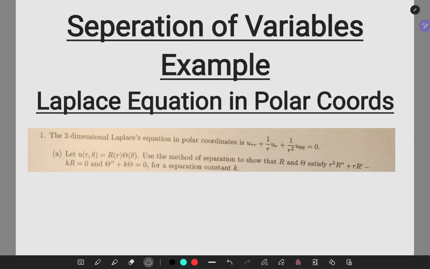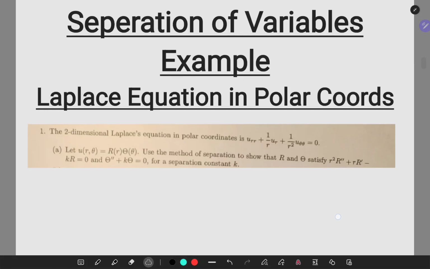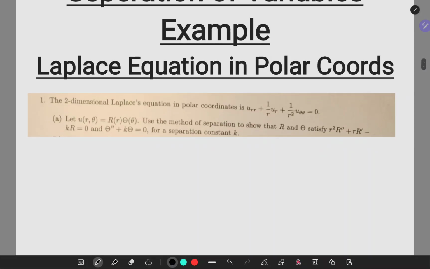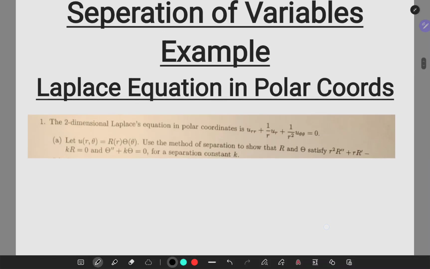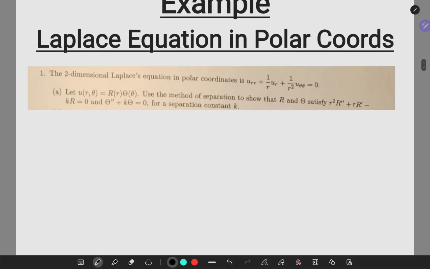Now we're going to look at some examples of separation of variables. In this video, we're going to look at the Laplace equation in polar coordinates. So it should be a pretty quick video. I'm just going to do one example per video now. I'm going to start doing that instead of a bunch of examples in one video. I feel like this is a better way of doing it from now on.